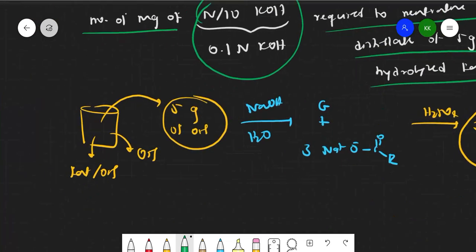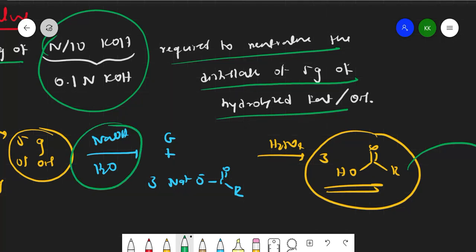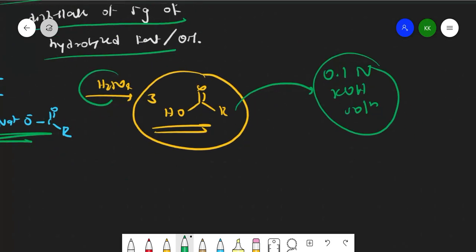That is, I have fat, I will take 5 grams, that I will saponify using NaOH. I will get the sodium salt of the fatty acid, then I will hydrolyze it, so I will get fatty acid. That fatty acid I have has come from 5 grams of fat, right? So this fatty acid is there, right?